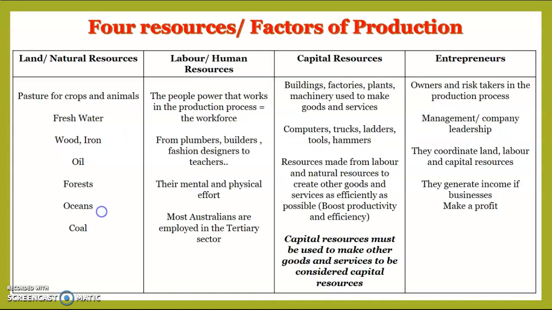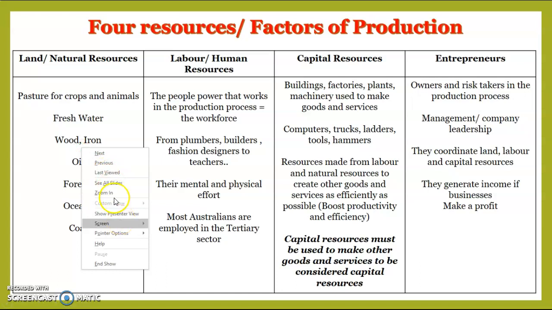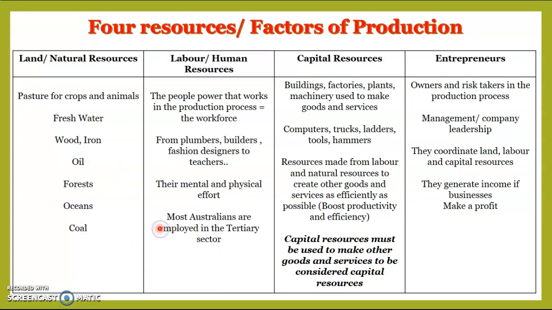So first of all, factors of production. Make sure you know what the four factors of production are. These are basically the things we use to make goods and services or to generate income. So you've got land, labor, capital, and entrepreneurs. Land is natural resources. Labor is the human effort used in the production process, so individuals: plumbers, builders, fashion designers, etc.